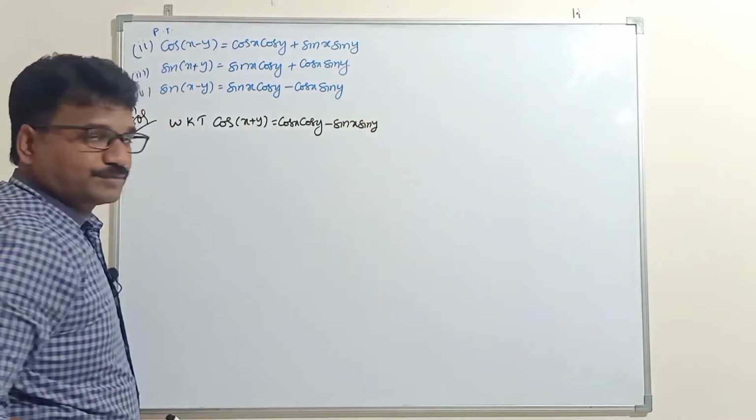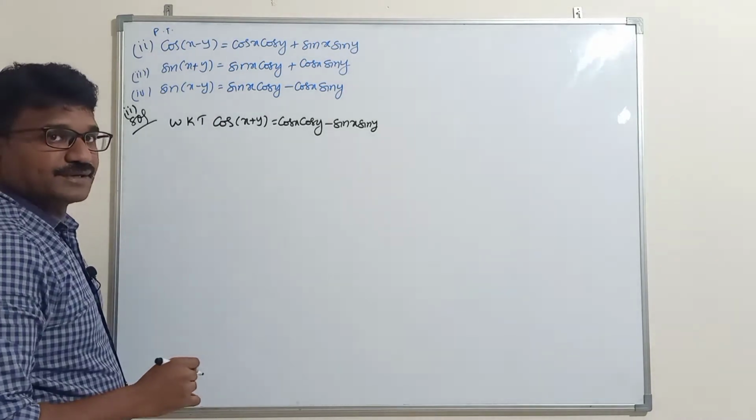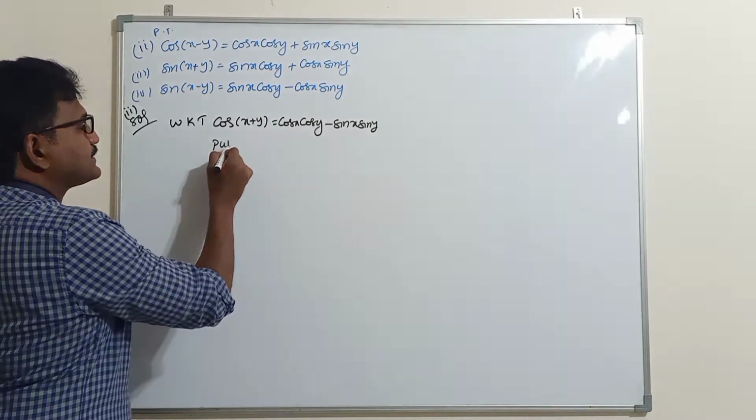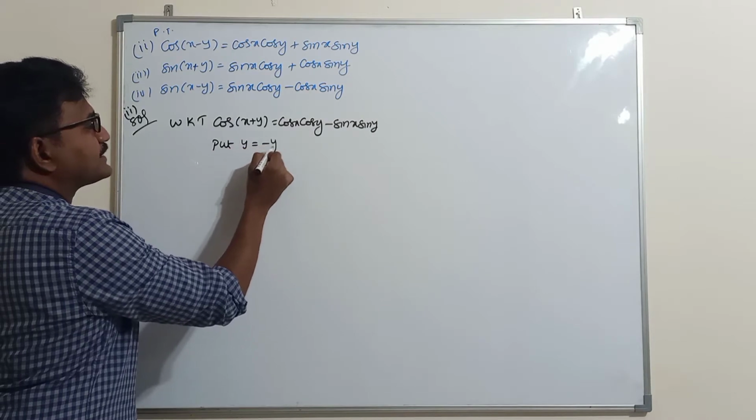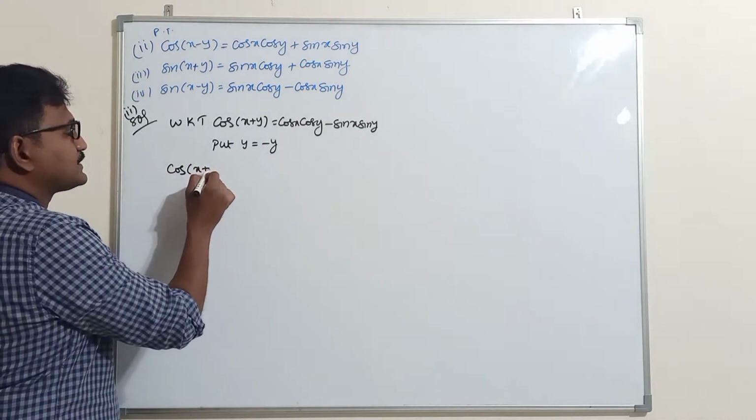In the first question we proved it already. So in the second question we have to prove cos of (x minus y). That's why we replace y with minus y. Then what will you get? Cos of (x plus of minus y).